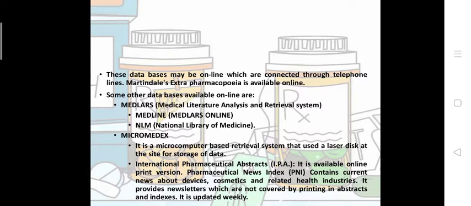There's a book. Okay, then we have these other databases like Medlars, Medline, we have Micromedex. These are all the computer based retrieval storage and database system where you can store the information and you can retrieve the information as well, and you can use it for your data for drug information aspects.